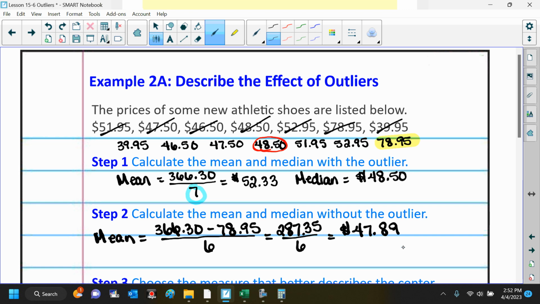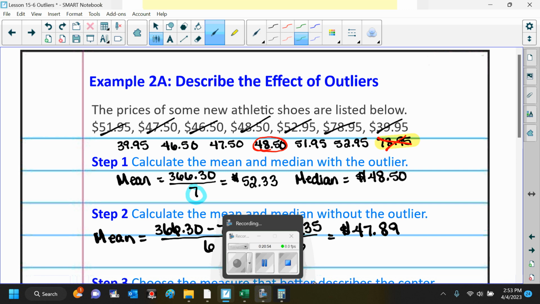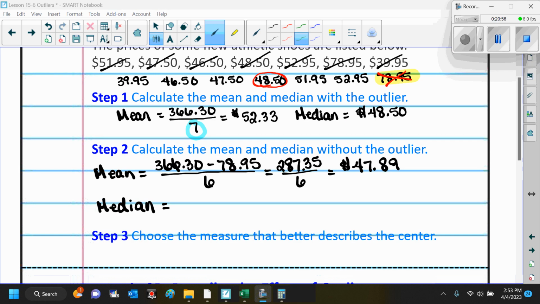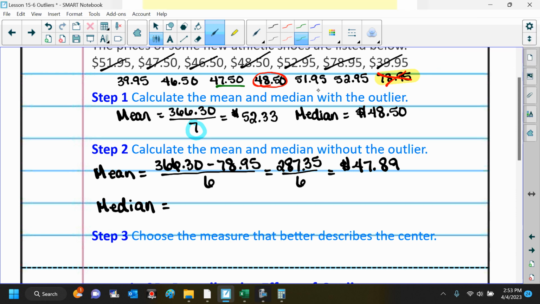$47.89. Okay? Now, the median. Now remember that we don't have that in there. Now we've got 1, 2, 3, 4, 5, 6 numbers. So now when I want to find the median, I've got 2 middle numbers. So my 2 middle numbers, let's see, 1, 2, 3, 4, 5, 6. So 1, 2, the third number from the front and the third number from the back.